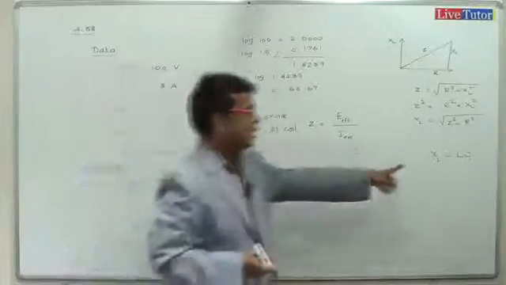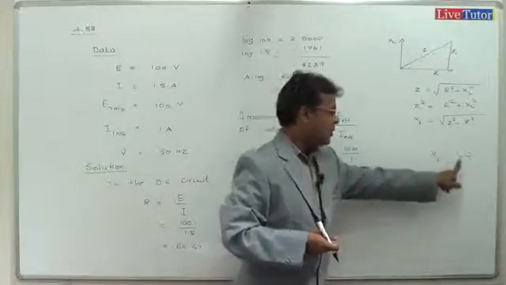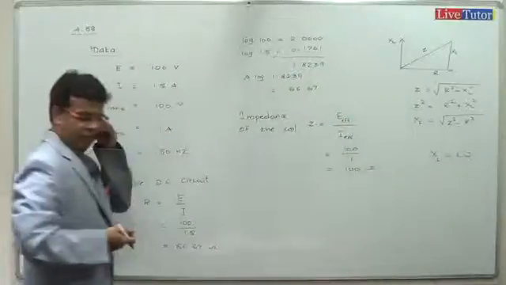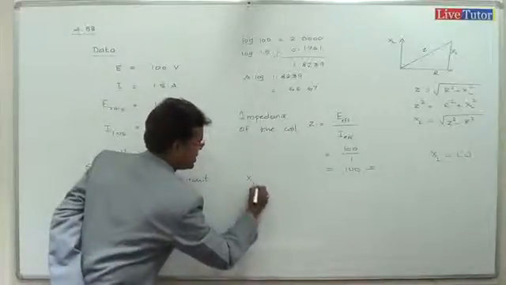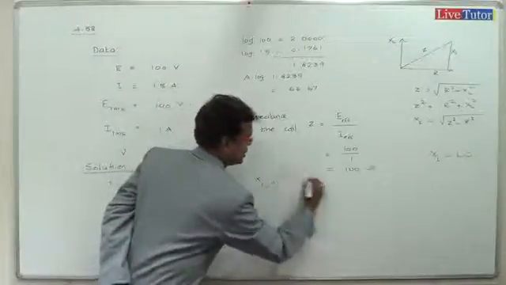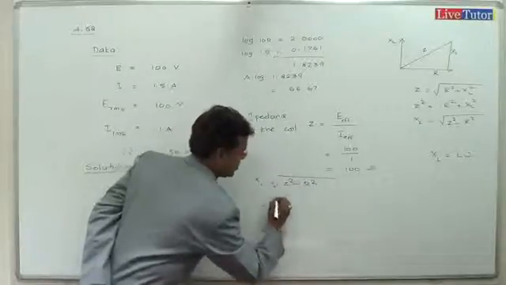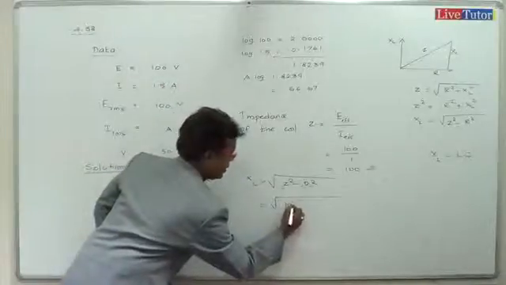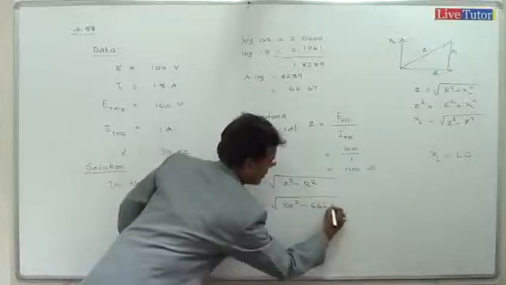What they have asked us is to find L. So first we find XL, and after that we can find L. Okay, right, now we will find out what is XL. So using that formula, XL is equal to square root of Z square minus R square. Z we have already found out. So it is square root of 100 square minus 66.67 square.